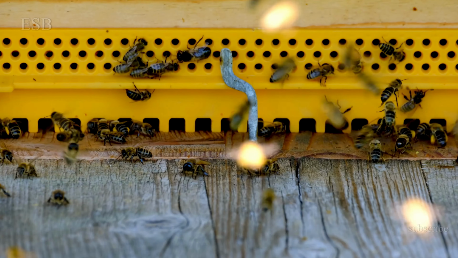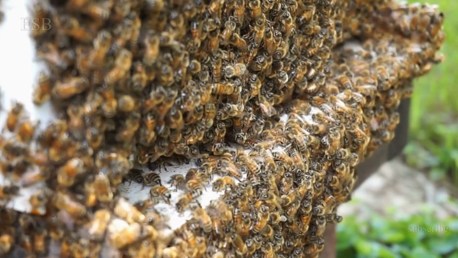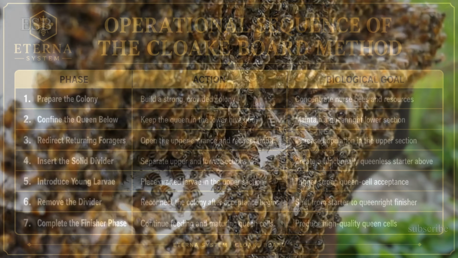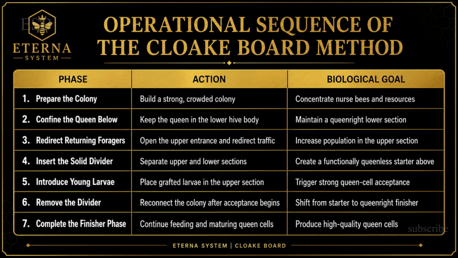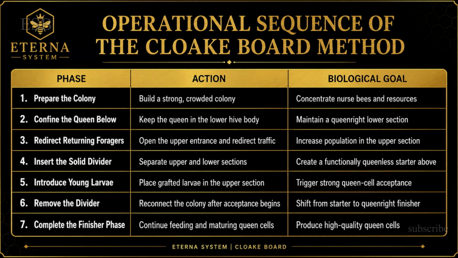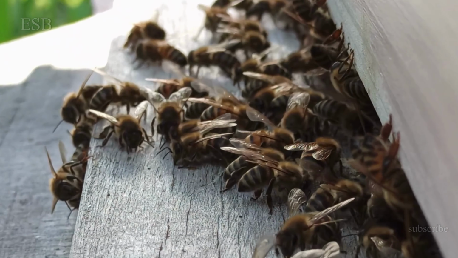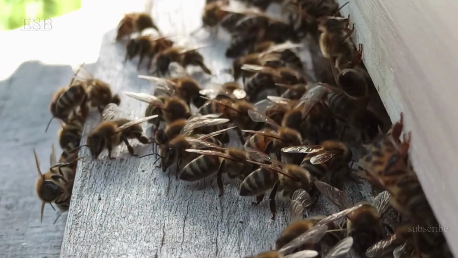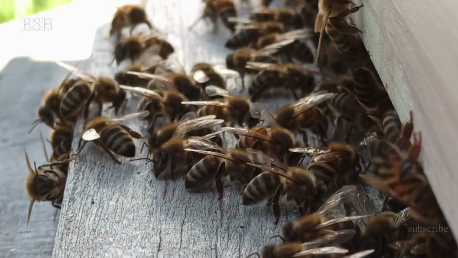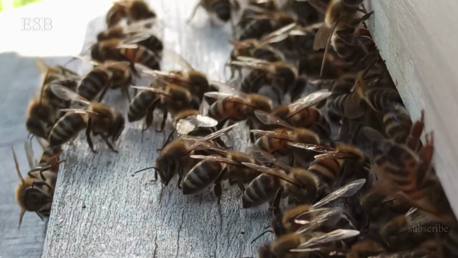When all conditions are properly aligned, one powerful colony performs work that would otherwise require two separate colonies. First, it responds as a queenless starter, then it continues as a stable queenright finisher. The bees are not deceived in the simplistic sense of the word. They respond precisely to the biological information available in their environment. The method works because it respects that logic.